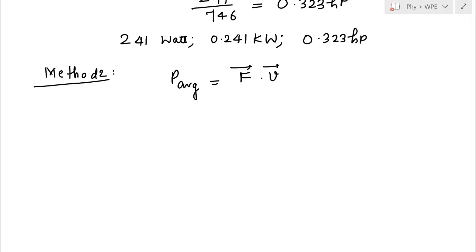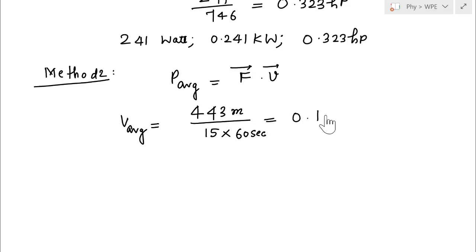So let us first find average velocity. Average velocity will be total height, that is 443 meter, divided by time, that is 15 into 60, because I have to convert into second. So this will be 0.492 meter per second. So this is the average velocity. Then I can calculate average power, and how much force she has to apply. So she is going up.